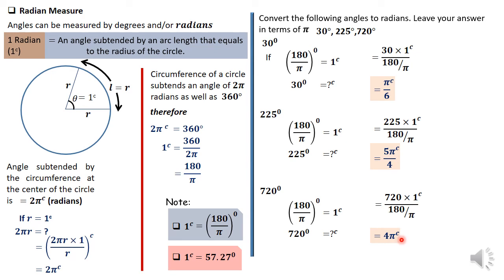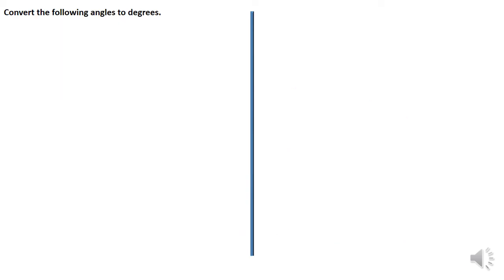Now let's turn our focus to another way. We're going to now convert angles from radians to degrees in 2 different ways. We're going to convert the following angles to degrees, and we're given this set of angles written in terms of pi. They are radians, but written in terms of pi. Then we have others which are just numerals. They don't have pi.